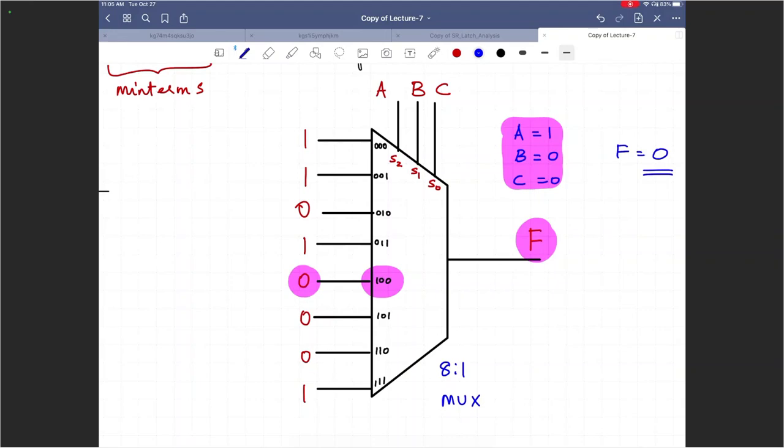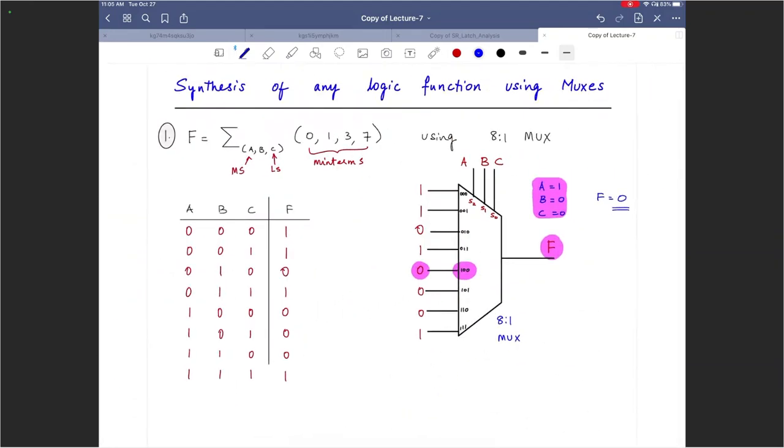Is it the case? Let us just check. It is exactly the case. That's exactly what we wanted. When A is 1, B is 0, C is 0, we wanted f to be 0, and that's what we got. And similarly, you can check all the other seven cases, and it will match up exactly the way it is supposed to.